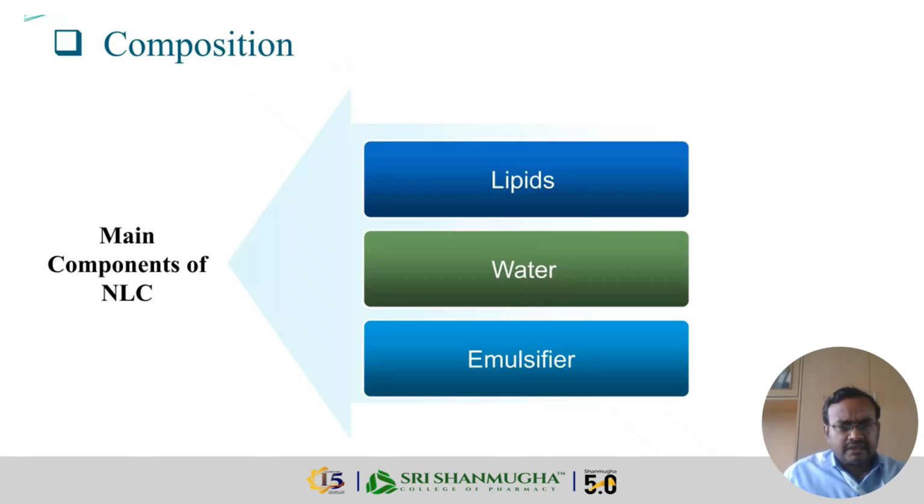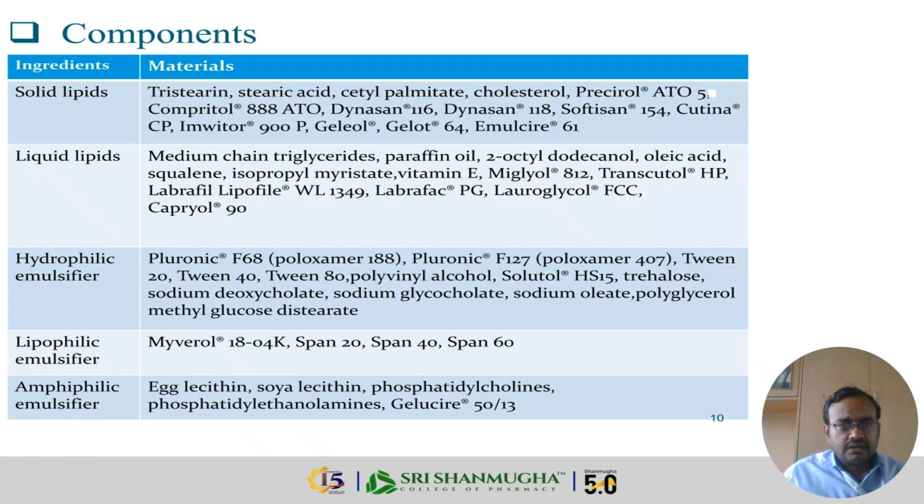Then the composition. There are three different main components of nanostructured lipid carriers. First one is the lipids, then water and emulsifier. Okay, these are the three main components. There are several examples of solid lipids, liquid lipids, hydrophilic emulsifiers, lipophilic emulsifiers and amphiphilic emulsifiers. The emulsifier is one of the major components in the preparation of nanostructured lipid carriers.